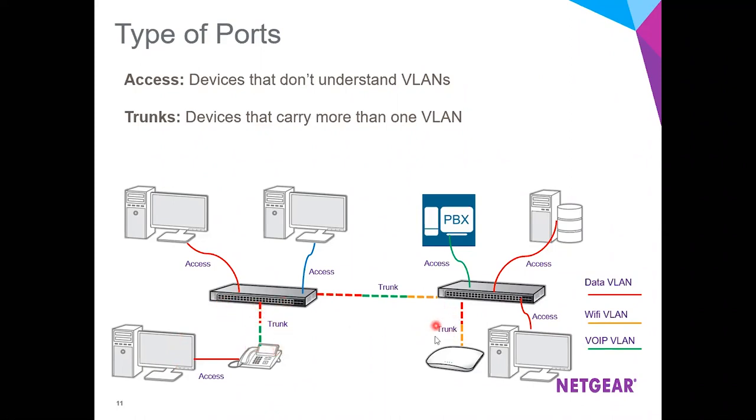And the other one that is commonly used as a trunk is the access point. Because, for example, if we have a Wi-Fi VLAN and a data VLAN, two SSIDs, that's a normal case, because sometimes we want a private VLAN.